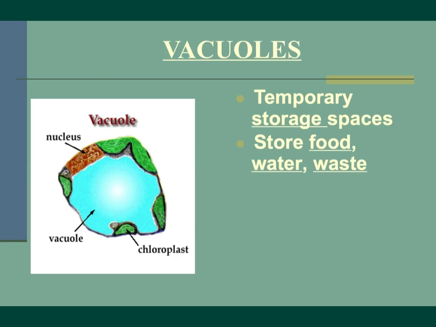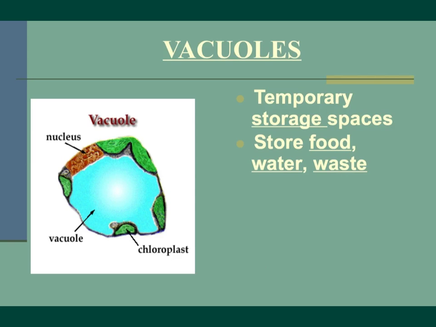The organelle that functions for temporary storage space is known as the vacuoles. The vacuoles can be found in all types of cells. In plant cells and in protist cells, we may see these as storage for water, especially plant cells. We may see them as food storage, as in a paramecium or an amoeba. We can see them as waste storage in various cells.